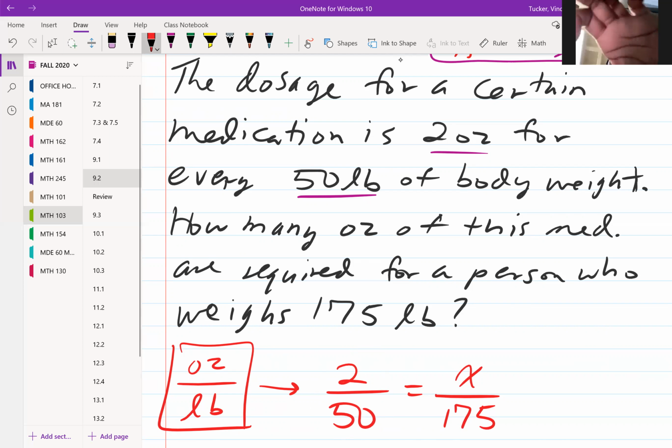Then it says how many ounces. So X is unknown. And then for 175 pounds. So that's what we're doing right here, X over 175.